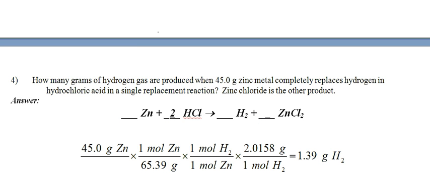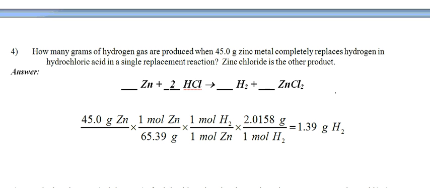Number 4, how many grams of hydrogen gas are produced when 45 grams of zinc metal completely replaces hydrogen in hydrochloric acid in a single replacement reaction. Zinc chloride is also produced.